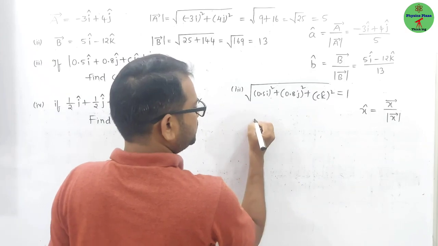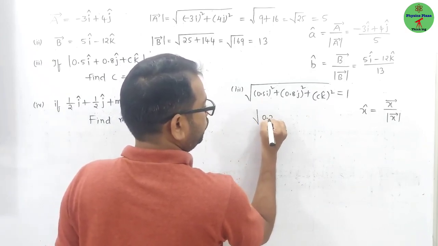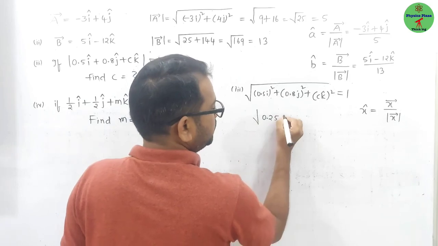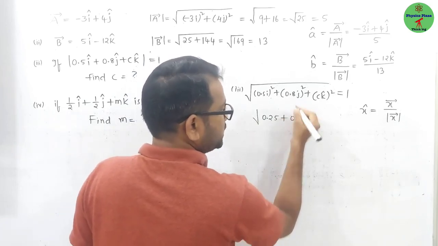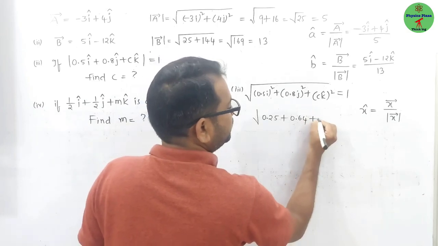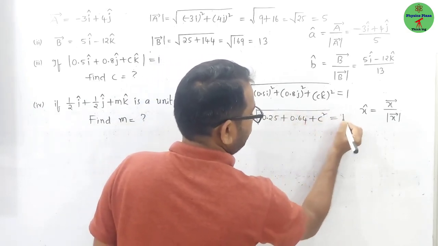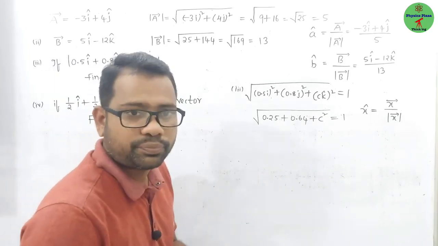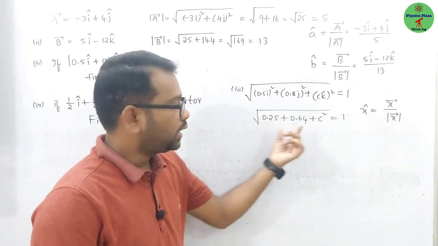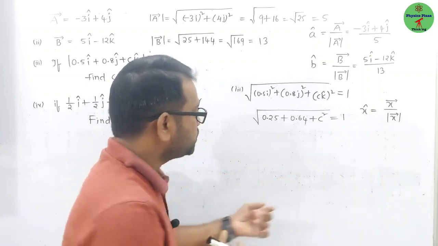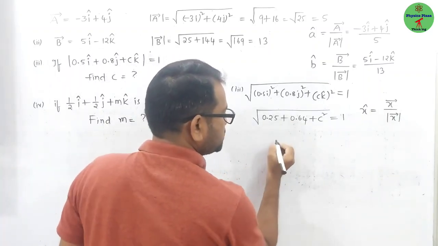Now this will become 0.5 square means what? 0.25, i square value is 1 only, plus 0.8 square means what? 0.64, j square value is 1, and this is c square, k square value is 1. Now it is equal to 1, children. Now square on both sides. If you do squaring, this square root will get cancelled and 1 square will be 1 only. So children, here this is going to be 0.25 plus 0.64 is how much?